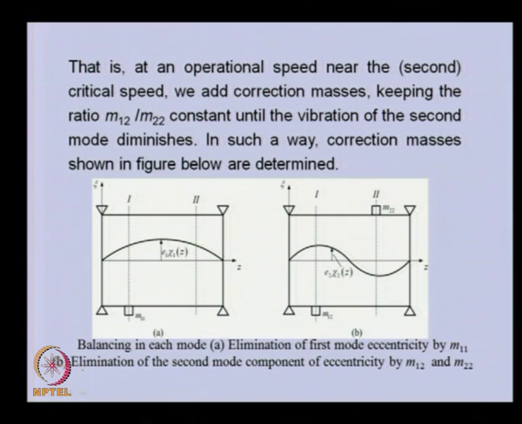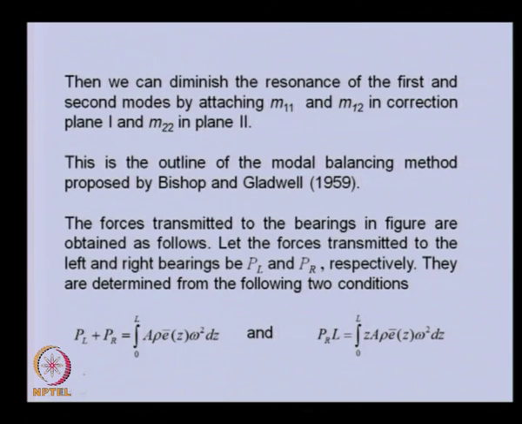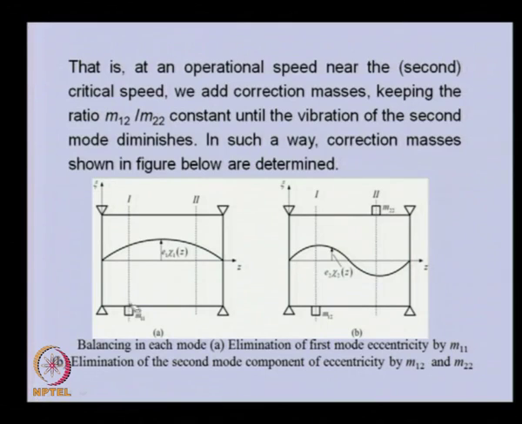So, basically now this is a summary. We balanced the first mode by one mass, then the second mode by two masses like this. So, you can do the second mode, and the total balancing is the summation of these two. So, basically in plane 1, you can see here, the summation of this and this will be the total mass which we will keep to balance the first mode and second mode, and in plane 2 this mass will be there.